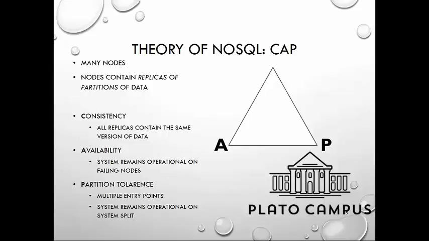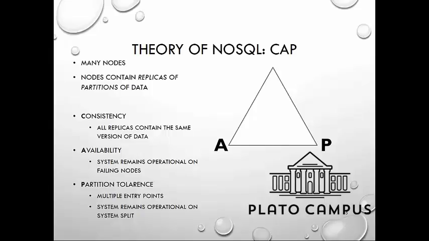And here, the theory of NoSQL is what we call CAP. CAP means consistency, availability, partition tolerance. In MongoDB there are many nodes. Nodes contain replicas and partitions of the data, so a node is where we use replication and partitioning of the data. Consistency means all replicas contain the same version of data. That is called consistency, and it's very much needed when we are replicating, because there should be the same data in each and every replica.